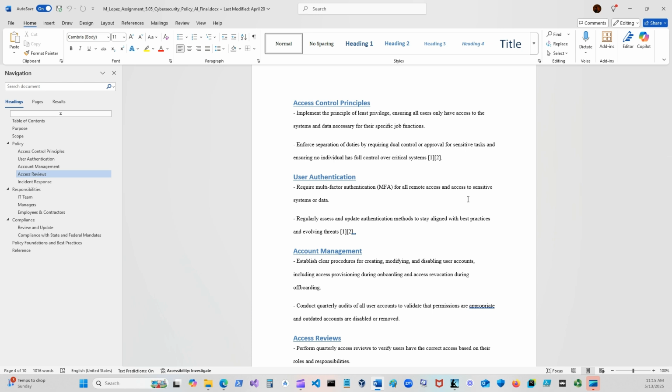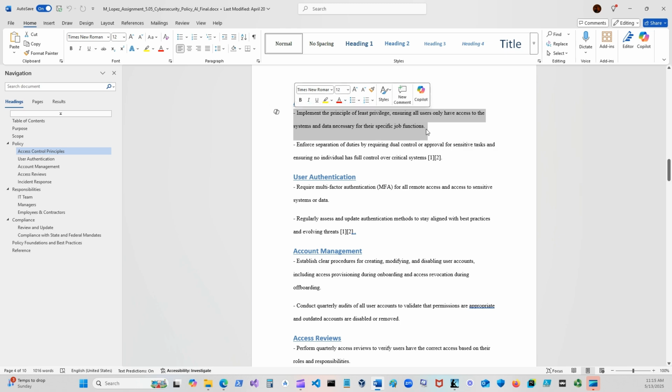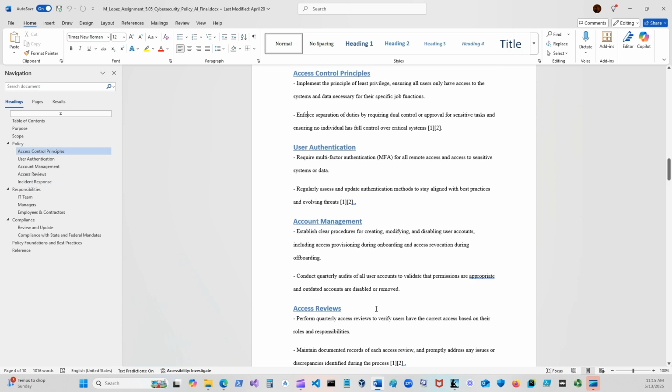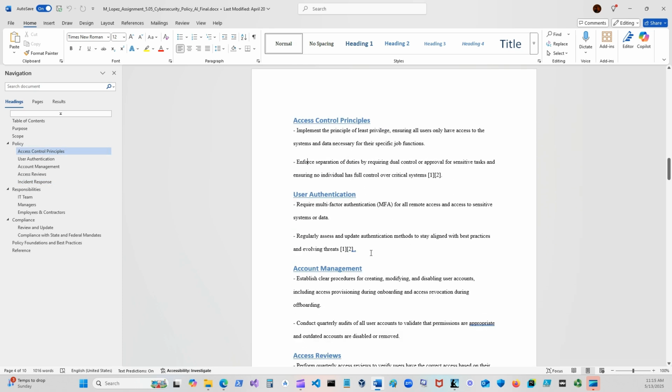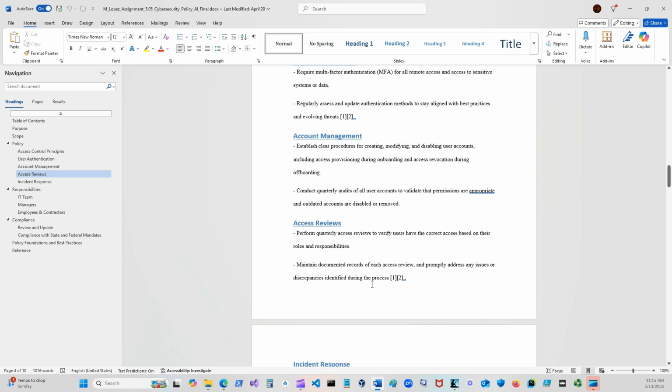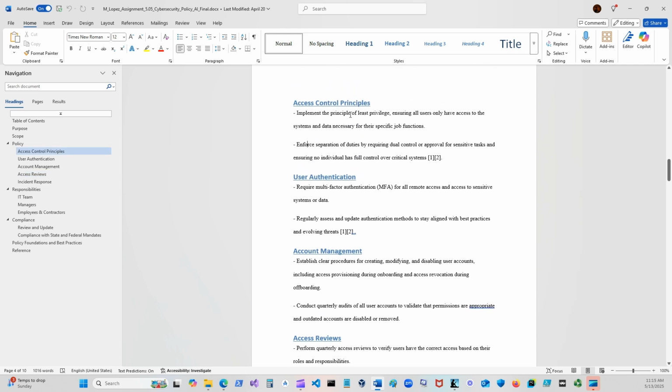It's a penetration testing company. HackTheFile, I just made it up. So I want to focus on access control principles, implementing the principle of least privilege, ensuring all users only have access to the systems and data necessary for their specific job functions. This is recommended by NIST. All this stuff is recommended by NIST, but it might not be the way we implement it, to the T or exactly.